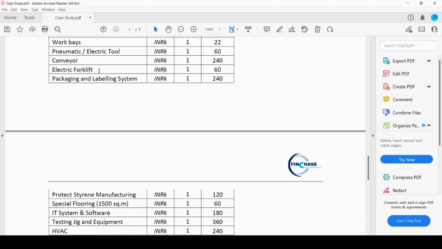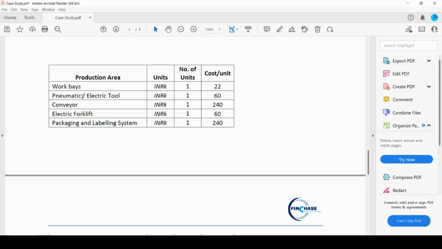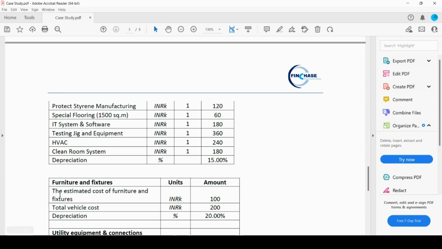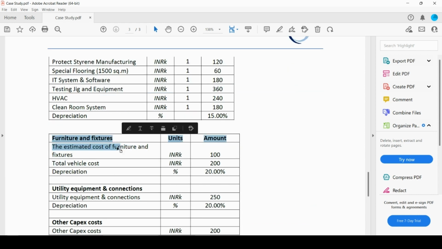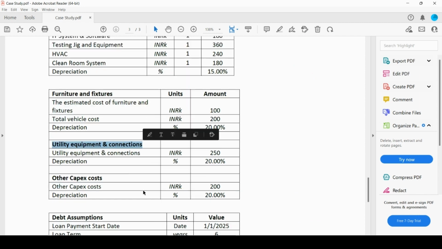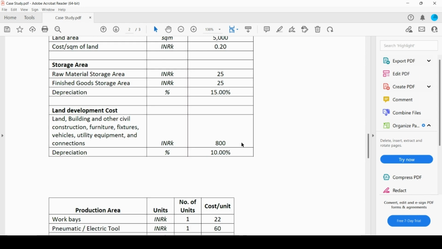Now in production area there are some things, right? There are work base, electric tool, conveyor. These are the number of units we require, and what is the cost per unit. Then we have furnitures and fixtures. Then we have utility equipments and connections. Then we have other capex costs, right? So these are the things related to the capex, right?